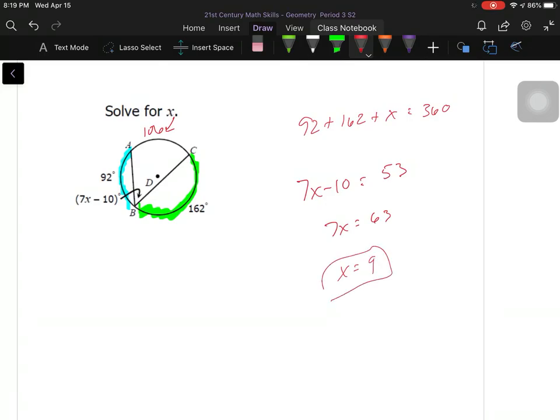Okay, so that is, again, inscribed angles. You're looking at half the measure of what's going on, but a lot of the times you're going to have to do a little extra work to figure out what that arc measure is as you go through.